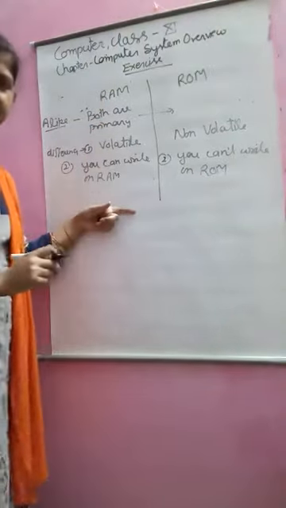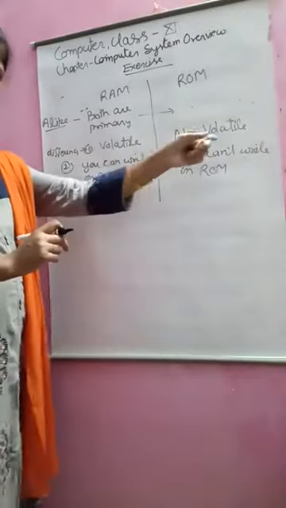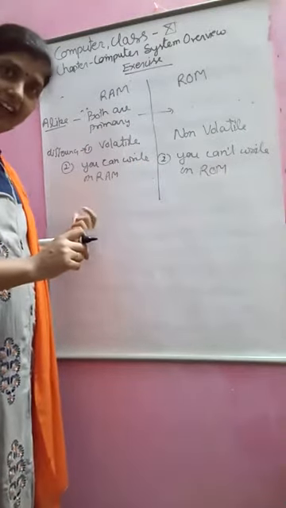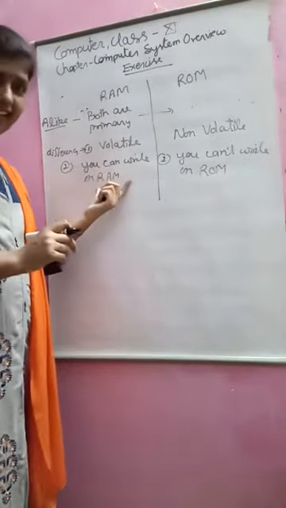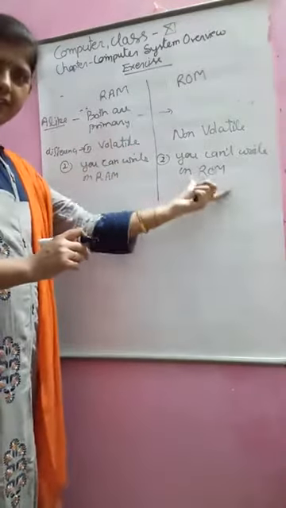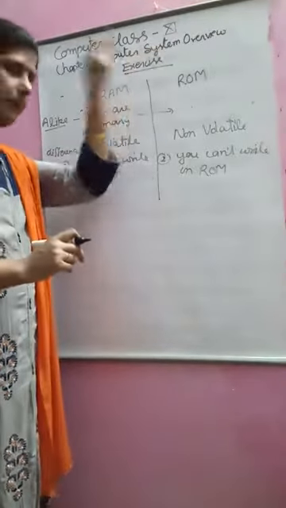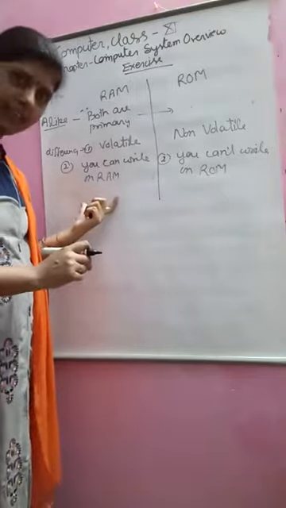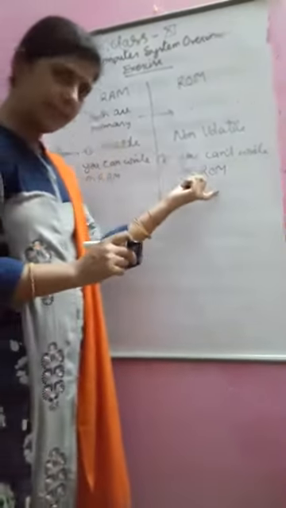That is the basic difference. RAM is volatile, ROM is not volatile. You can read and write both on RAM. The difference is that you can write data on the RAM, but you can't write data on the ROM. Right?